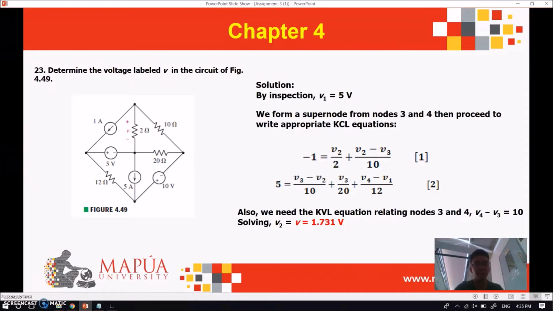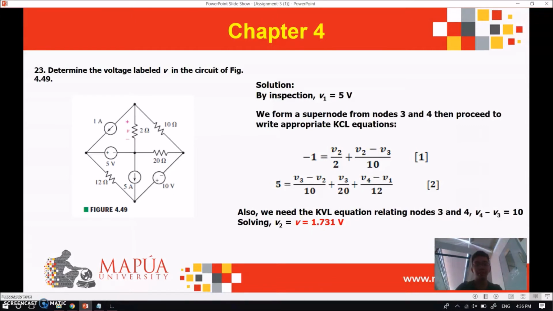Chapter 4, number 23. Determine the voltage labeled V in the circuit of figure 4.49. The solution for this problem is that we first select the central node as the reference node. We then name the leftmost node as V1, the top node as V2, the far right node as V3, and the bottom node as V4. Looking at the circuit, by inspection, we know that V1 is 5 volts. We then form a supernode from nodes 3 and 4, then proceed with the appropriate KCL equations.